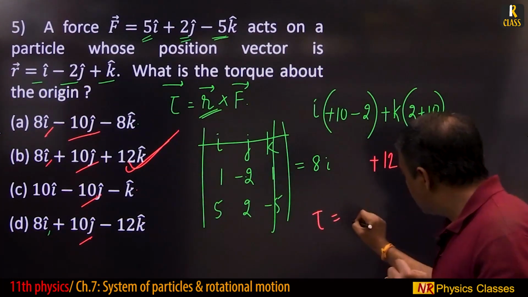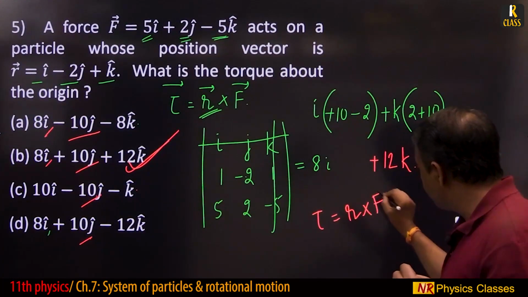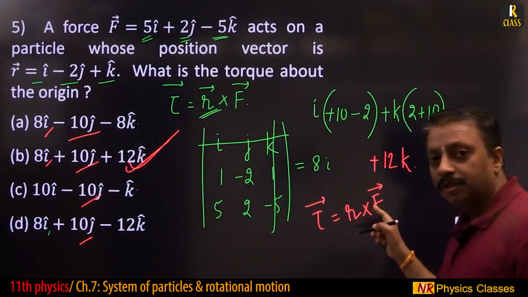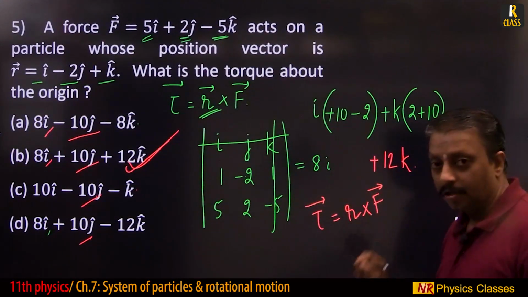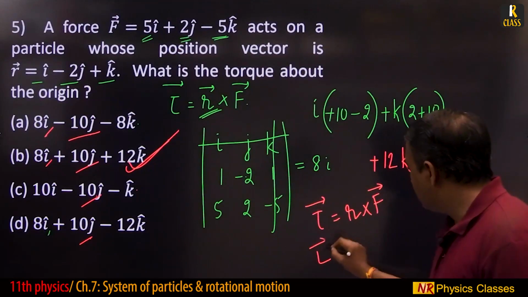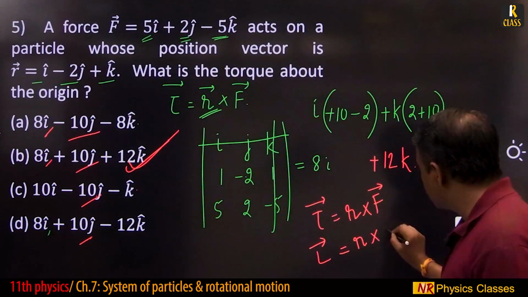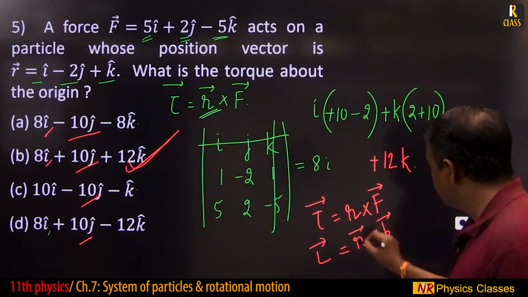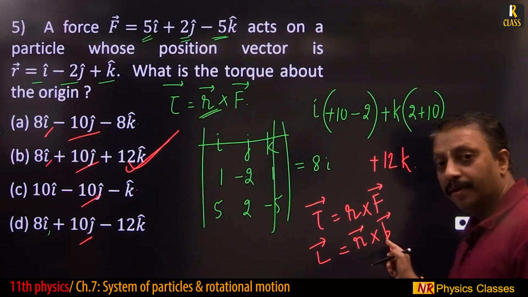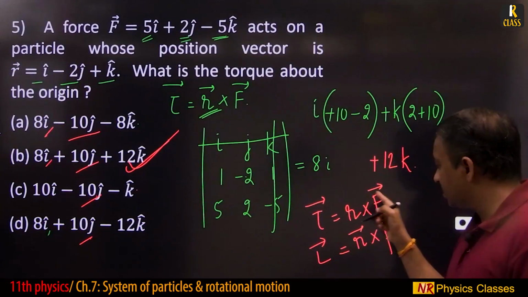Torque equal to R cross F. Linear motion: force; angular motion: torque. Similarly, angular momentum is R cross P. Momentum: linear momentum, angular momentum; force: torque.